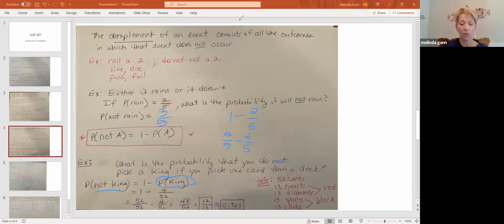Okay, so complements, when you know the chance something will happen, then you can subtract from 1 or the whole to get the chance it will not happen.